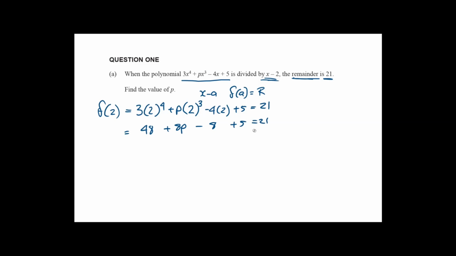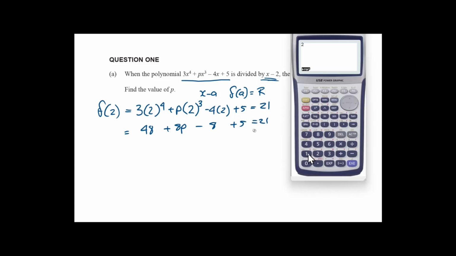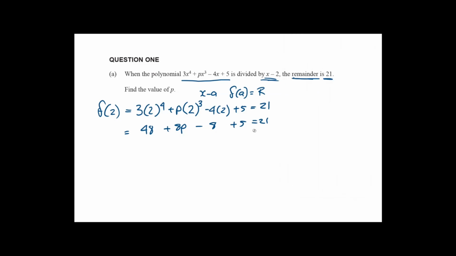So let's bring all of the numbers to one side and see what we get. So 21 minus 48 plus 8 minus 5 is minus 24. So 8p equals minus 24. Then p must be minus 3. Fairly standard opening solver. The next one is really just a quadratic equation.